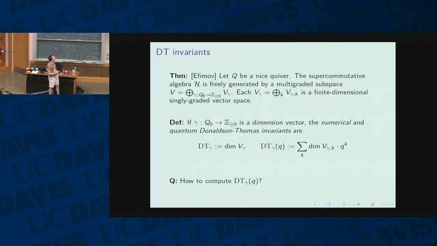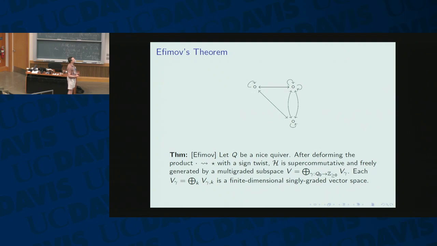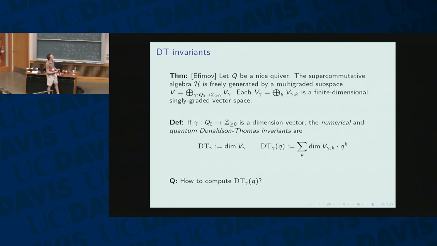All right, so this is the Efimov theorem. This big algebra H is somehow governed by this somewhat smaller subspace V. Excuse me, that's a question. Right, so the question is, what do I mean by supercommutative? I mean commutative up to an appropriate sign. Right. All right. So Efimov's result is restated here.